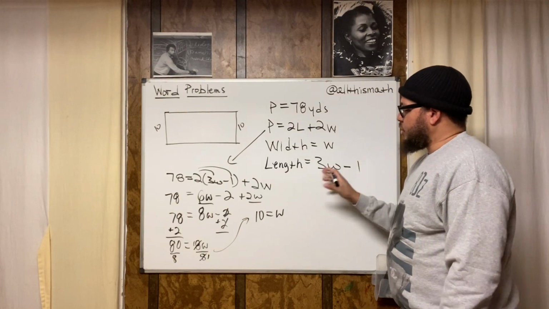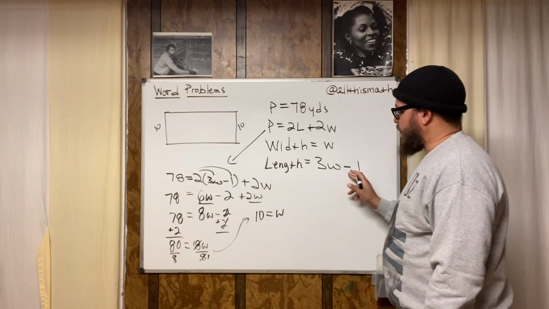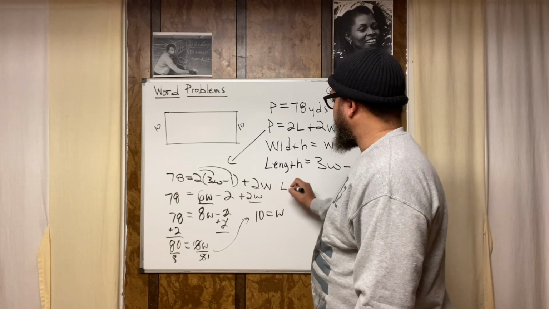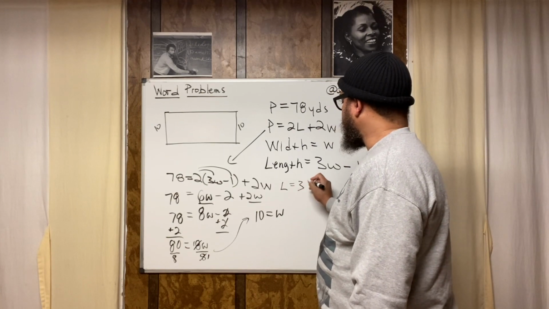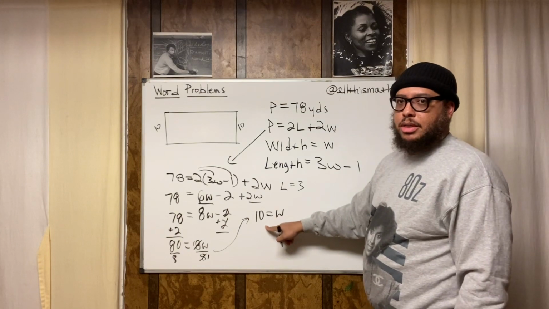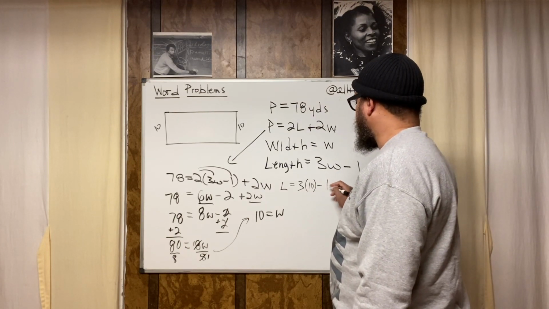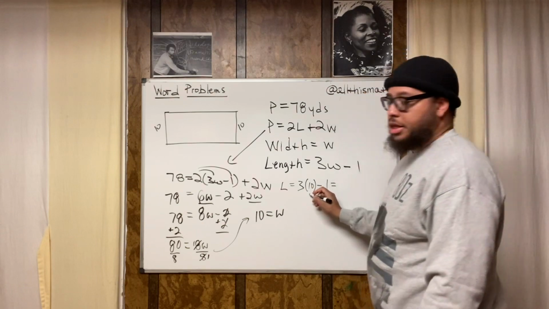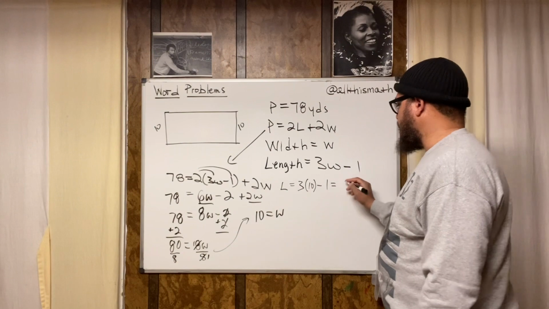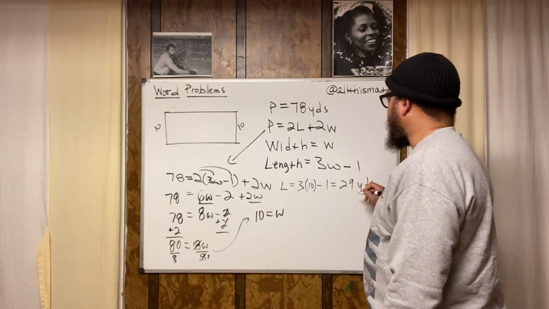Now the length is equal to 3 times the width minus 1. So I use this to figure out what the length is. So the length, I'm gonna call that L, is equal to 3 times, and I don't need W no more. You know why? Because I know what W is. It's 10 yards. So we do 3 times 10 minus 1. So 3 times 10 is gonna be 30. Follow order of operations. 30, take away 1, that's 29. So that's 29 yards.